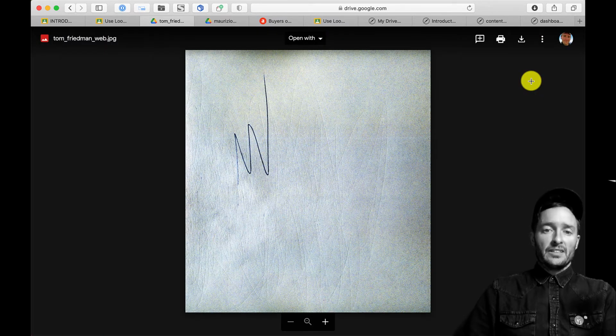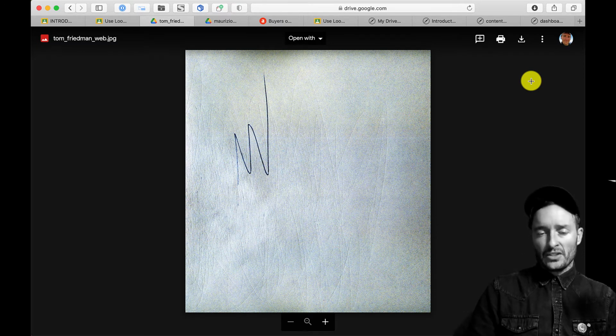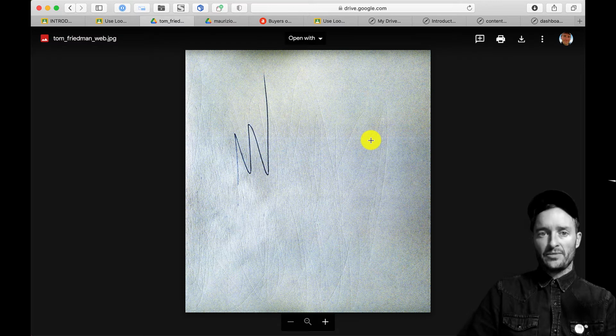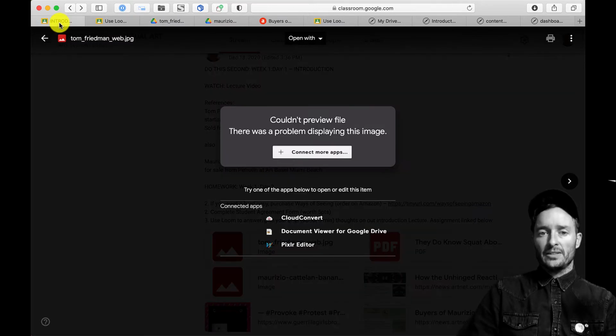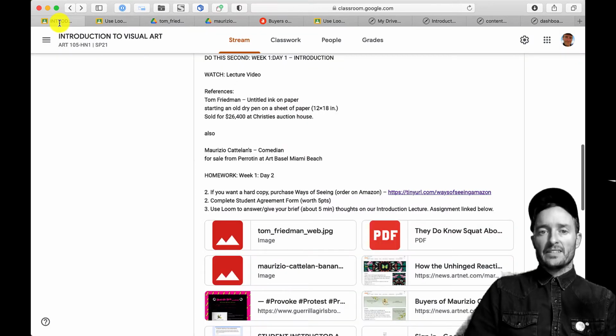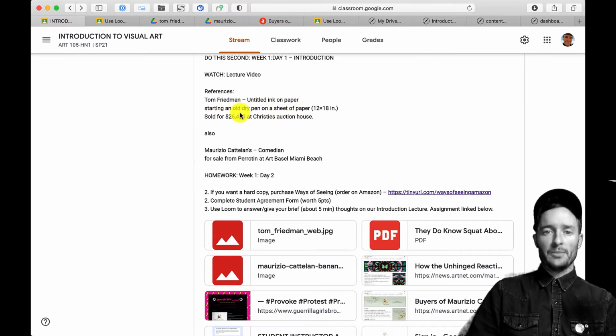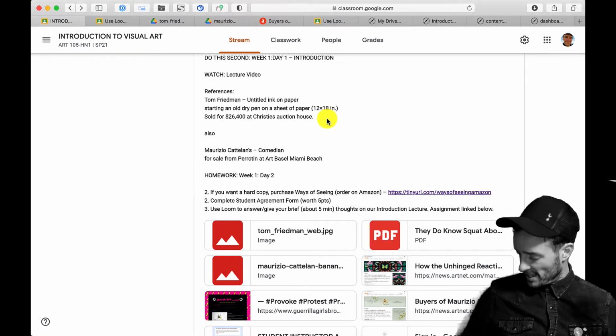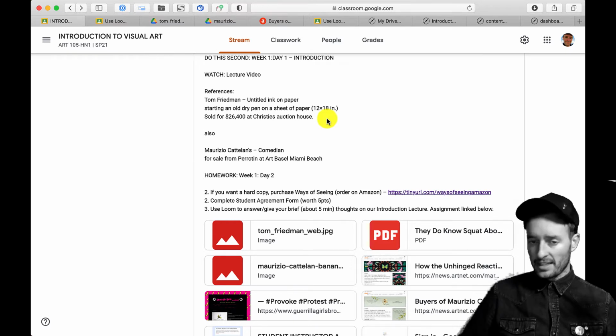Now, this is a scanned image that I took out of a book, and this is an artwork by Tom Friedman. It's titled Untitled, Ink on Paper, and starting an old dry pen on a sheet of paper is a subtitle to this title, and it's roughly 12 by 18. If you think about 2 sheets of paper put together, that's 11 by 17, so it's roughly that size.